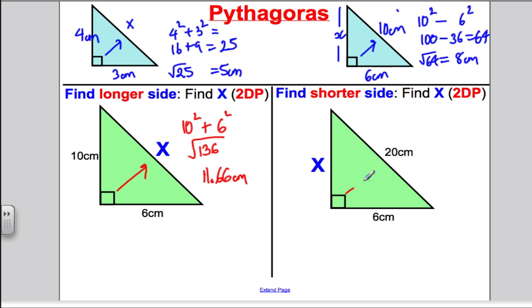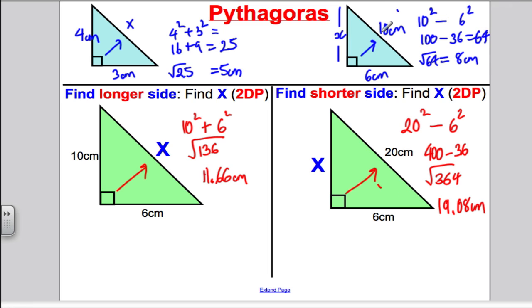And if you're working out the shorter side, because that's the longer side, this is one of the shorter sides, you square the numbers, bigger one first, shorter side means subtract, so you get 400, take away 36, it's 364, and you'd square root 364, and you would get 19.08 centimeters. And just double check, do they look sensible? Yeah, that's bigger than these two, it's sensible. And this is shorter than that one, yeah, that could be about right.